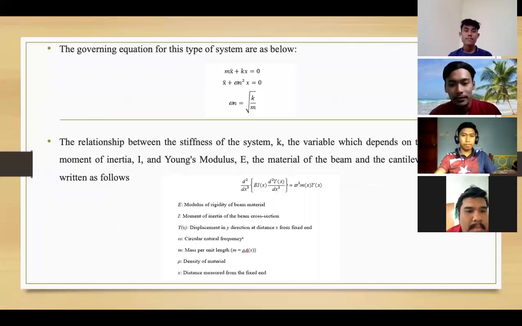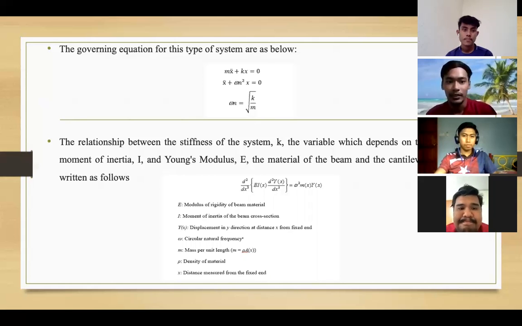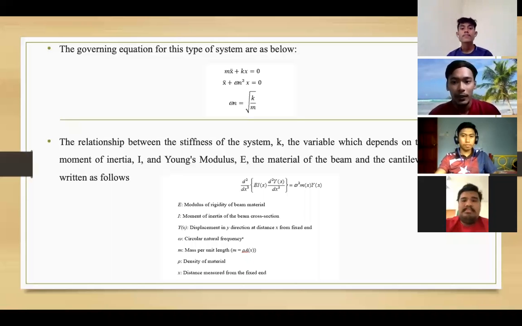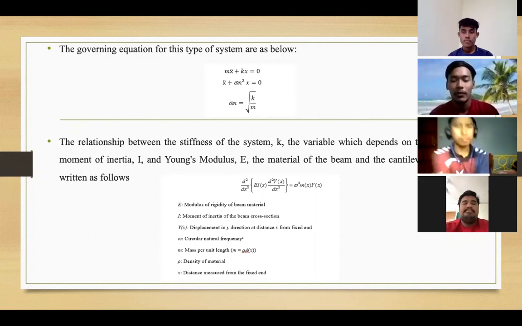Okay, this is the governing equation for this type of system. This is the governing equation and the relationship between the stiffness of the system, the variable which depends on the length, the moment of inertia, and Young's modulus, and the material of the beam. The cantilever beam can be written as follows. This equation.